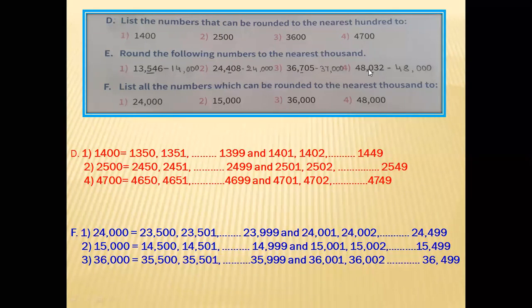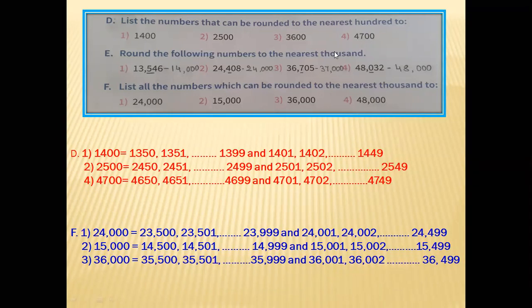48,032. In the ones place, sorry, in the 100s place 0 is there. So the answer is 48,000, because here 0 is there. This is also less than 5. So the answer is 48,000. If 0 is there, the digit will change to whichever number is there. That number only. That 0 is also less than 5 only. Okay, this is rounding the following numbers to the nearest 1000.